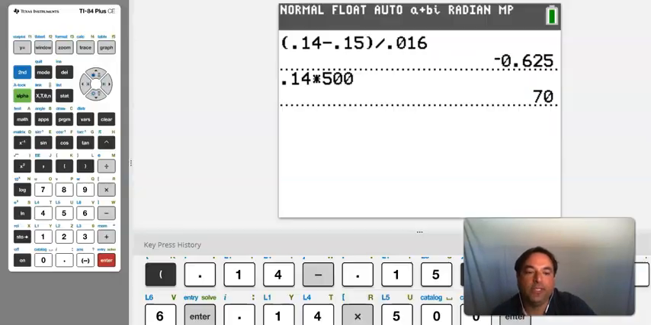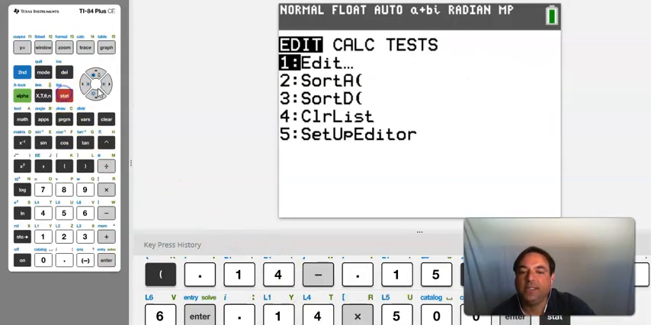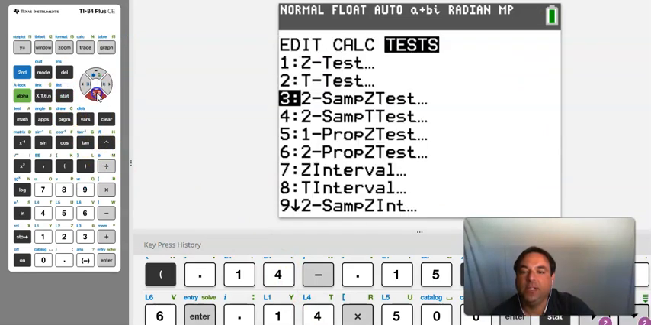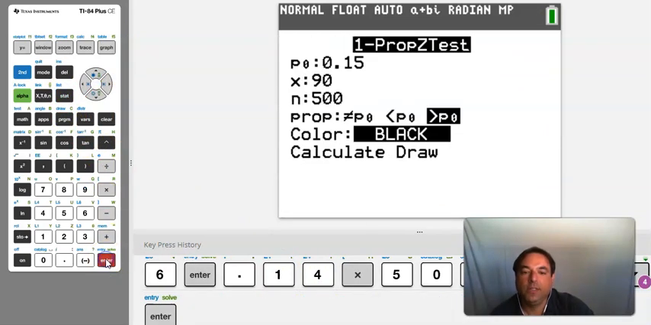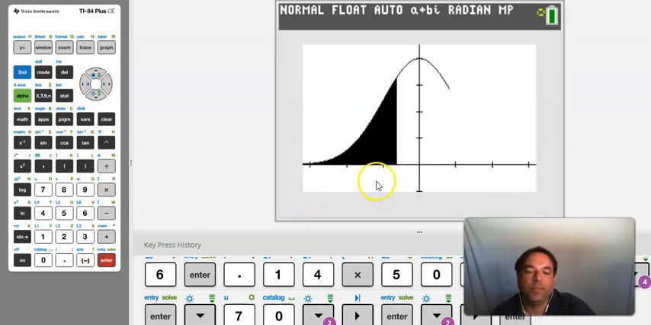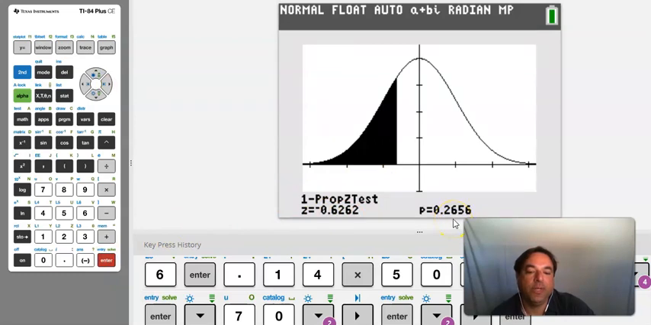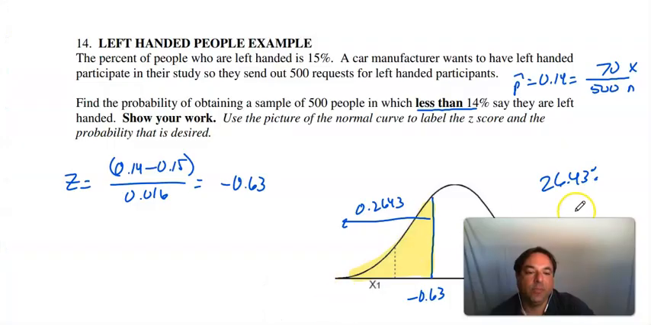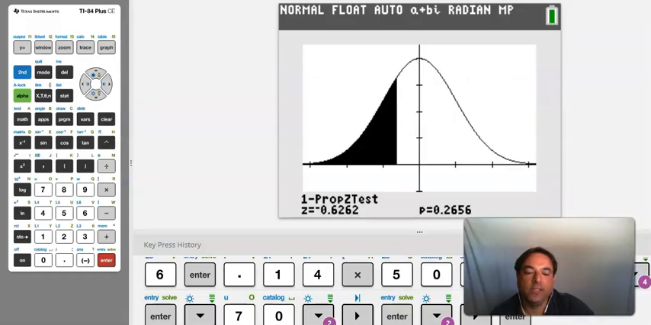So we go to the calculator, stat, over to tests, number 5. P is 0.15, x is now 70. We're doing less than, so choose less than. You can go to calculate or draw, your choice. Z-score very close. P-value 0.2656, 0.2643, very, very close. We know we did it correct.